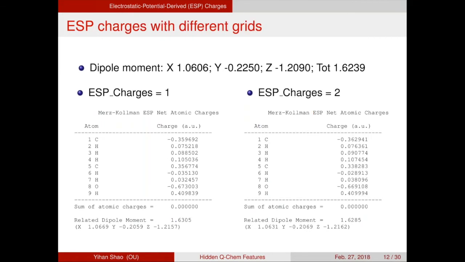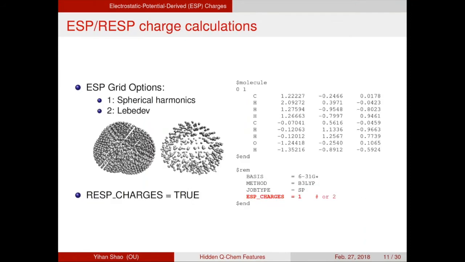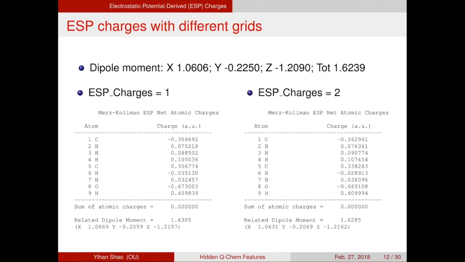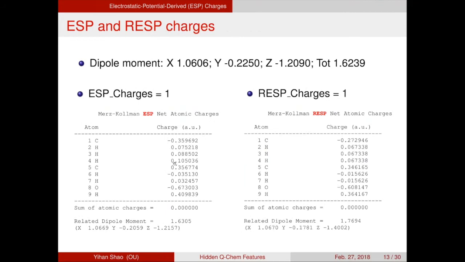Oh, I forgot to say that in the ESP charges calculation, what we're trying to do is to compute the electrostatic potential on all those grid points. That has two contributions, from all the nuclei and from the electron density. Then what we're trying to do is to find a set of charges that best reproduce the electrostatic potential on these hundreds of thousands of points. The only difference between ESP charge and RESP charge is whether we restrain the chemically equivalent atoms to have the same charge.